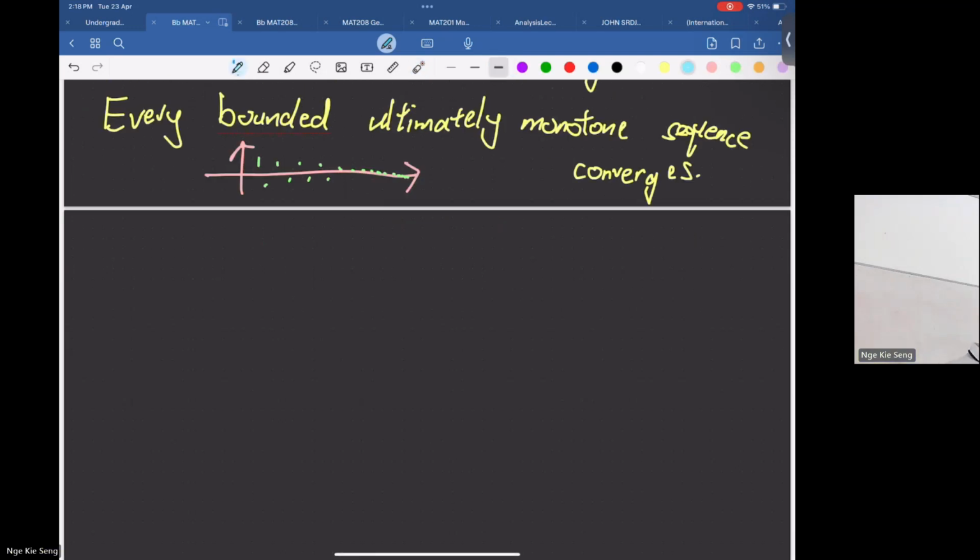If you have a monotone sequence and it is bounded, how do you find the limit? How do you find the limit?